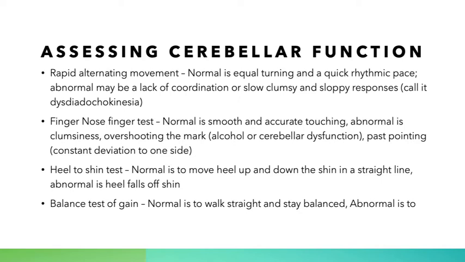A problem is indicated when there is a lack of coordination with clumsy movement that overshoots the mark and occurs with cerebellar disorders and with alcohol intoxication. That is called dysmetria. Also, past pointing is a constant deviation to one side.